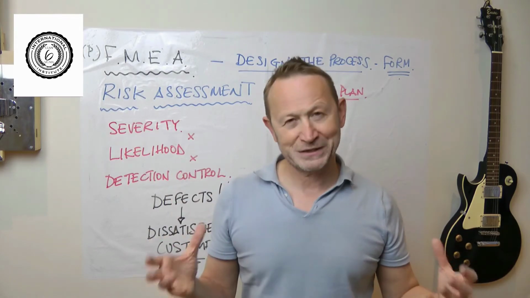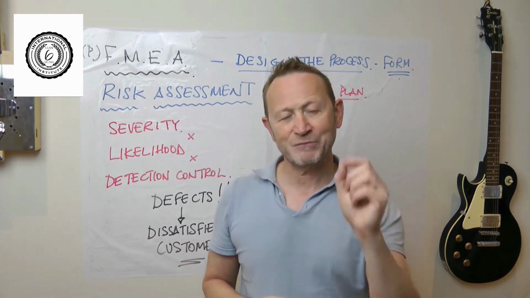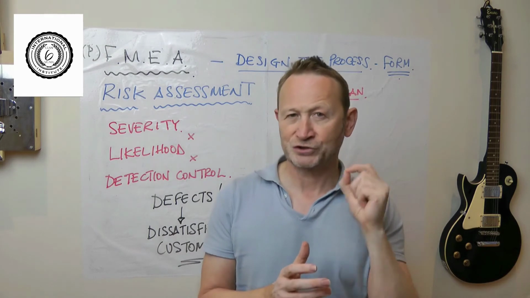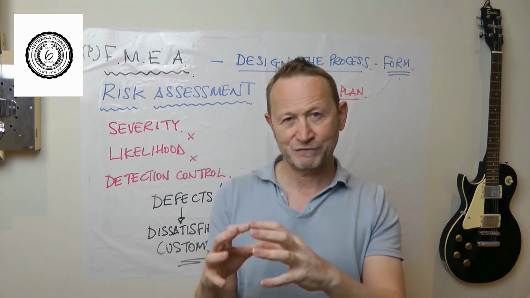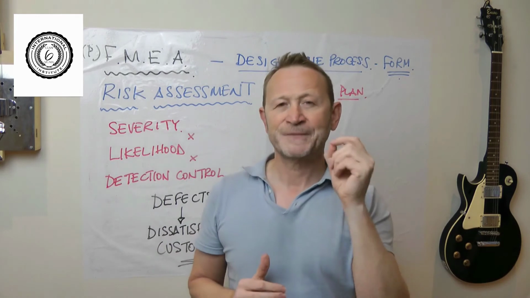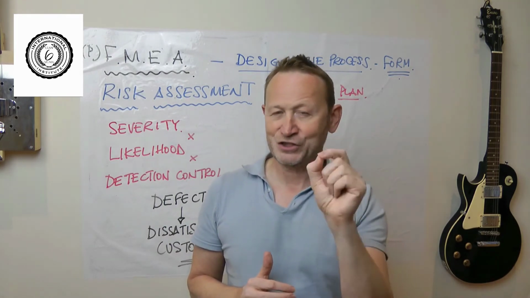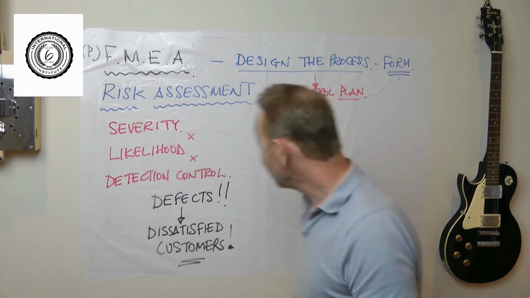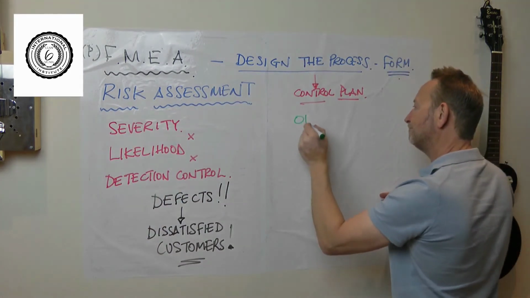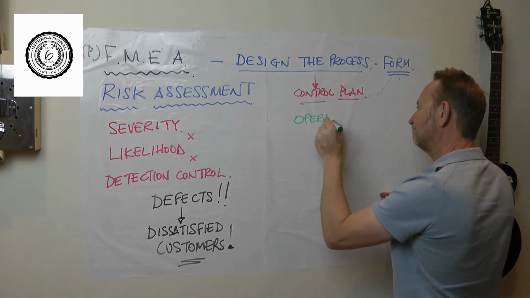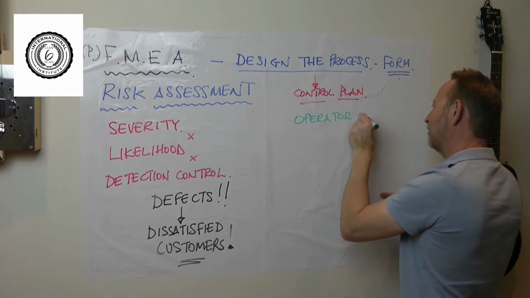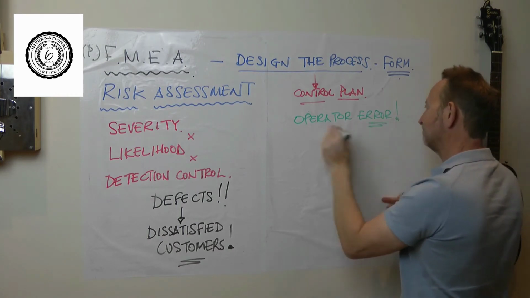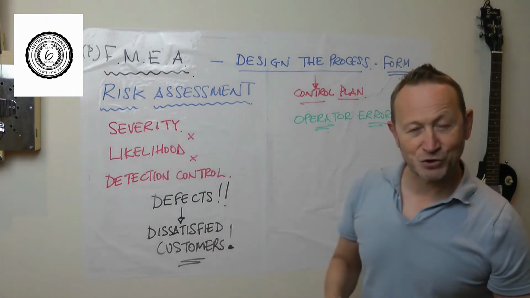Now when we go to the potential causes box, here's something you must never write in the box. And I know in the UK, Rolls-Royce making aero engines for jet airliners, they've told their supply chain this is something you cannot write in your FMEAs. And it's this: you cannot write operator error in the list of potential causes.